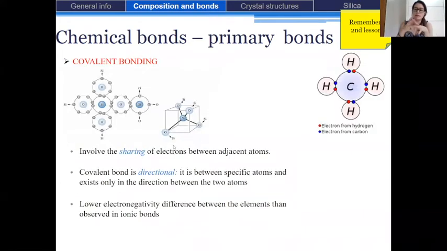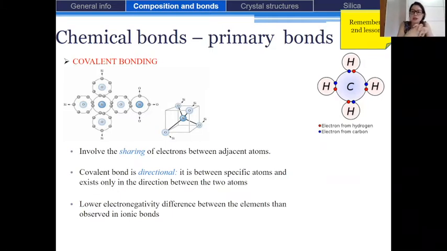And then we also introduced covalent bonding. So covalent bonding involves the sharing of electrons between adjacent atoms. A covalent bond is directional. It is between specific atoms and exists only in the direction between the two atoms. So in the case of covalent bonding, two atoms with a lower electronegativity difference between these elements will tend to form a covalent bonding.